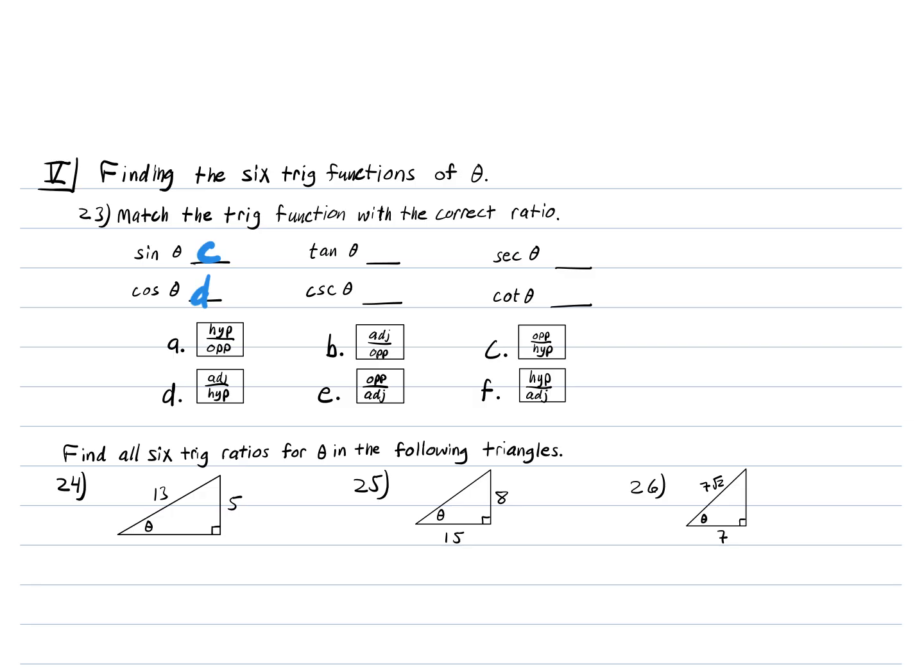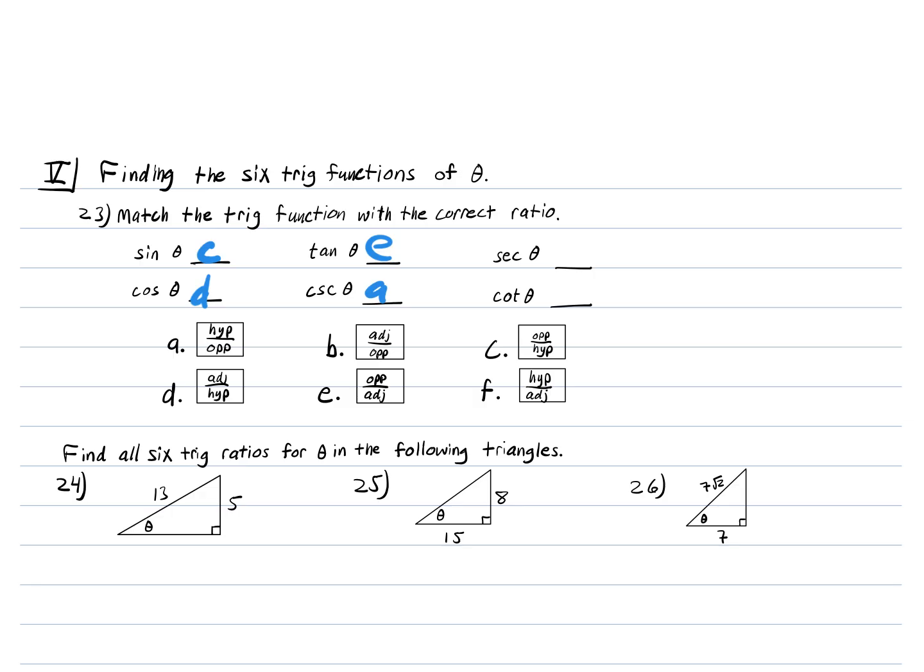Tangent is opposite over adjacent. Cosecant is the reciprocal of sine, right? So that's one thing that you guys should know. Cosecant, secant, and cotangent are new to you guys this year. Cosecant is going to be the reciprocal of sine, right? And if sine is opposite over hypotenuse, then it's going to be hypotenuse over opposite, right?